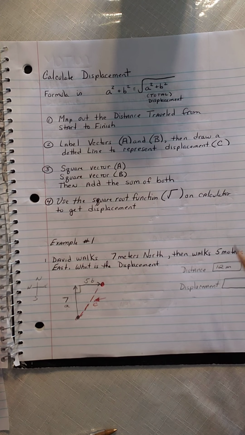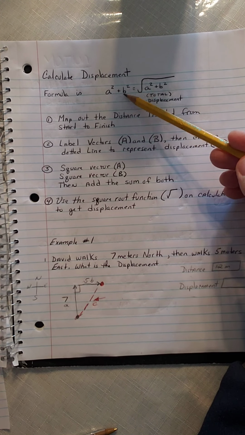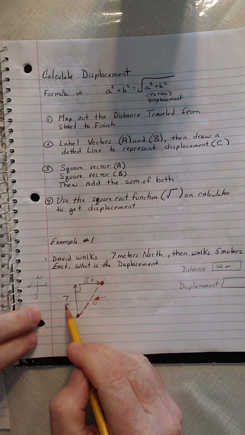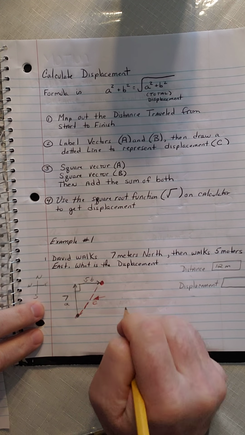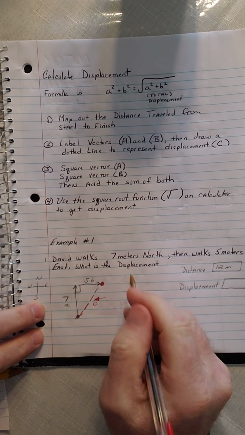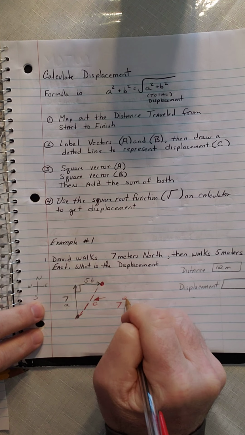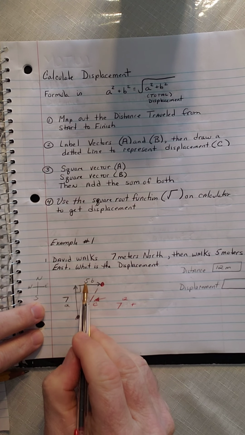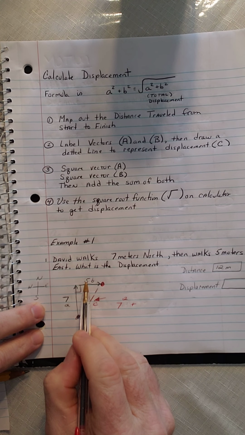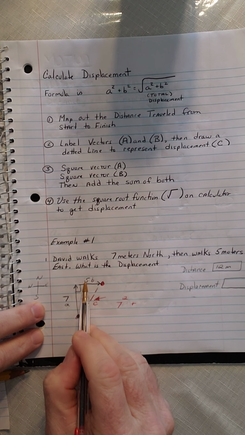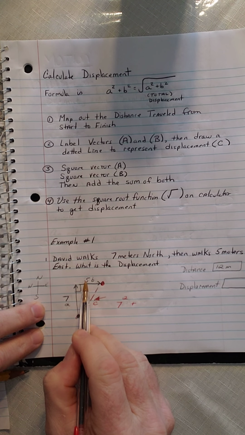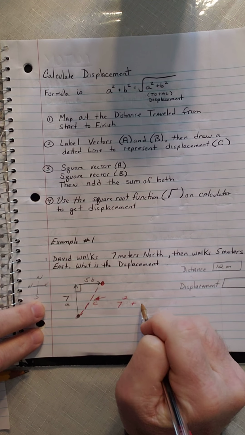So I'm going to go back to my formula, A squared plus B squared. We said that A was 7. So 7 squared plus B squared, which is 5. I labeled 5 as my B vector. So 5 squared.